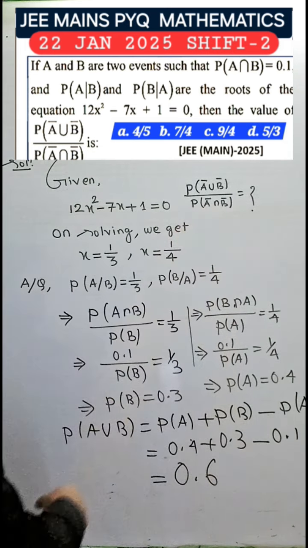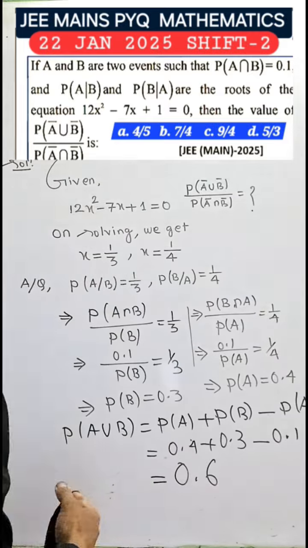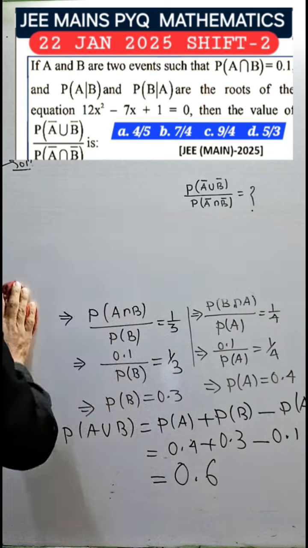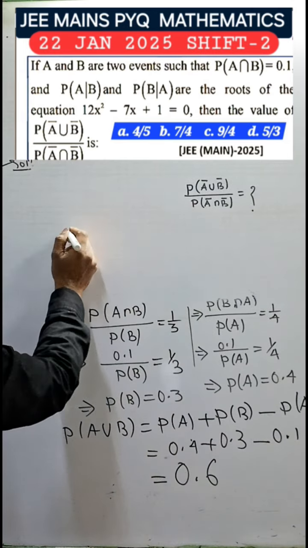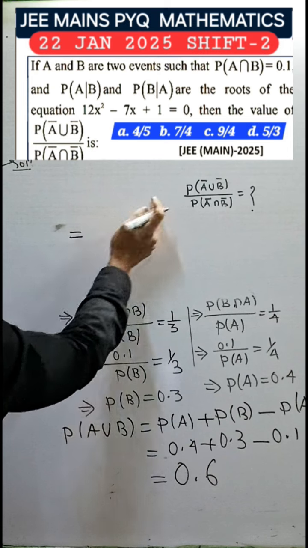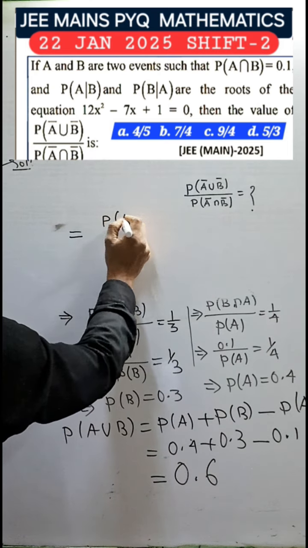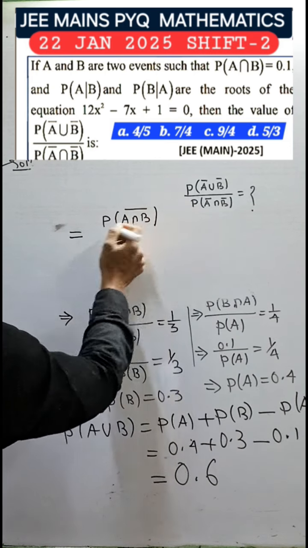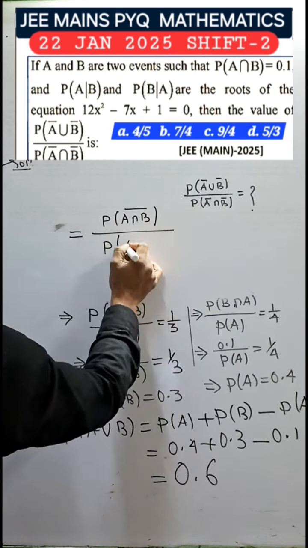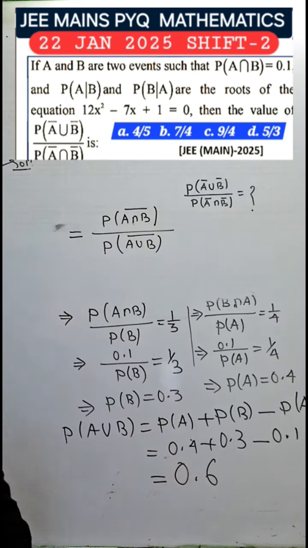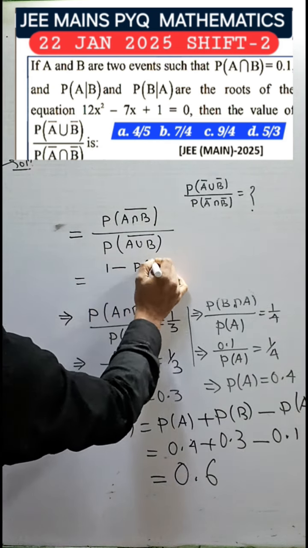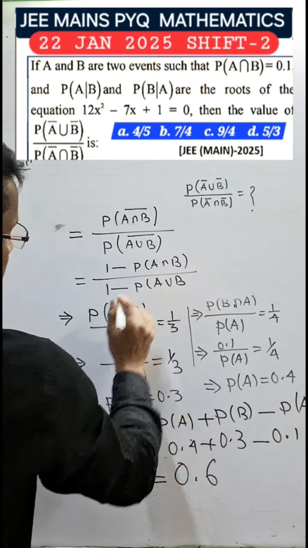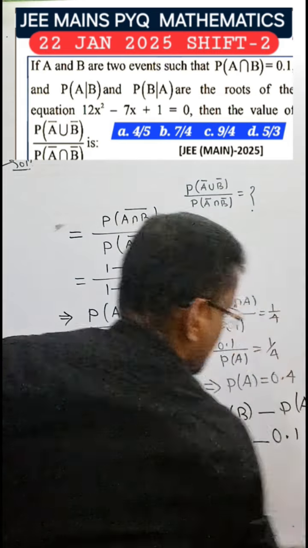Now, let us find the value of this ratio. Here you have to use De Morgan's rule. Now you see how the value can be calculated. The probability of A complement union B complement, if you write it as the intersection whole complement, is just De Morgan's law used. The probability of A union B whole complement is nothing but 1 minus probability of A intersection B, divided by 1 minus probability of A union B. That's why we have calculated the probability of A union B here.